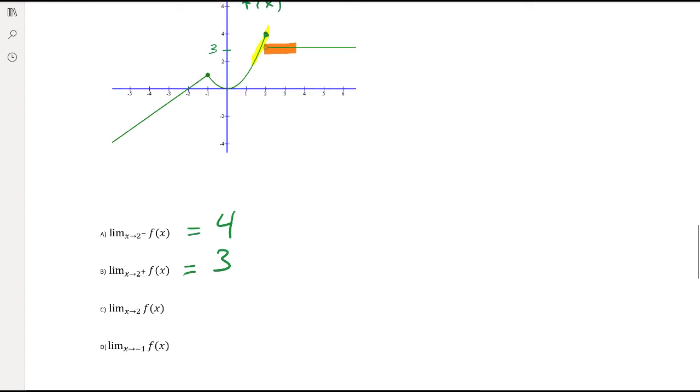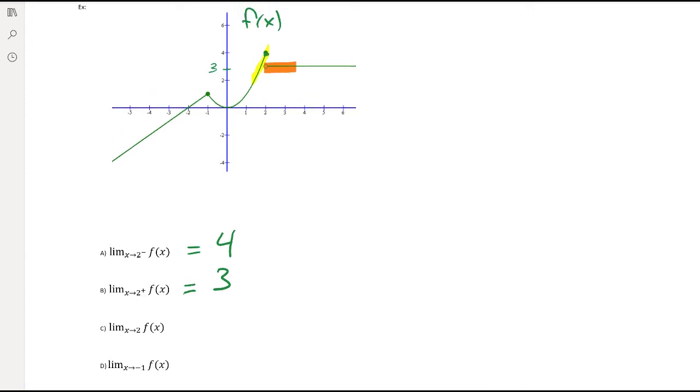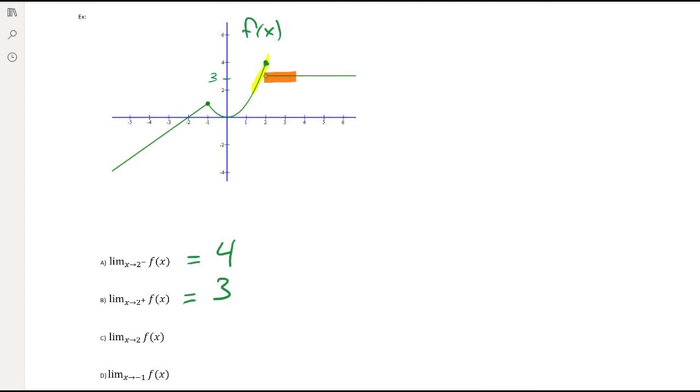All right. So what's the limit as x approaches 2 from both sides, the two-sided limit? Well, we came from the left, we got 4. We came from the right, we got 3. Since those two values do not agree, the limit from both sides does not exist, because the limit has to be the same from both the left and the right.